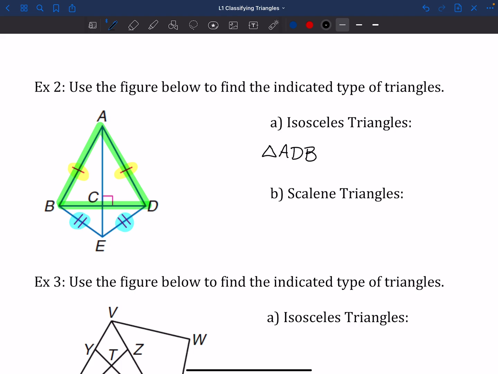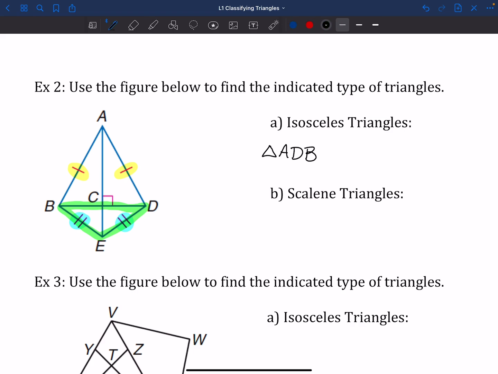You could call it ABD or DBA or BDA or whatever, as long as you're going around the triangle, naming all those vertices. So then if I'm also taking a look at what's going on with those markings in blue, that is another isosceles triangle. I've got these two sides that match up, and then this other side that runs between them, which gives me that other triangle there.